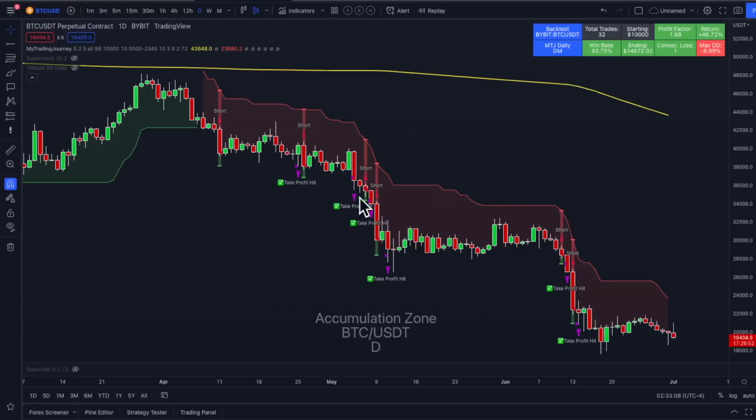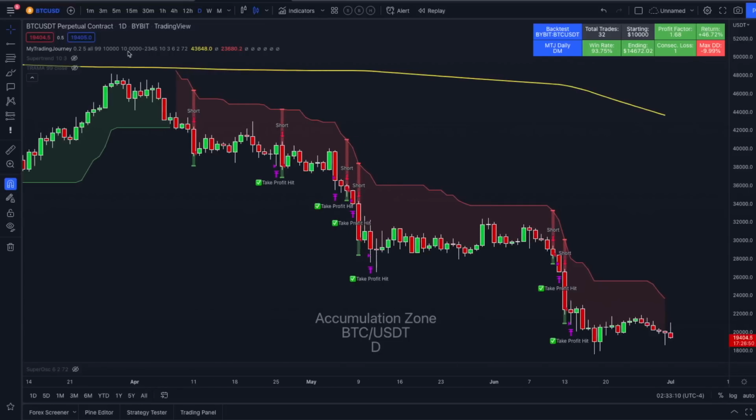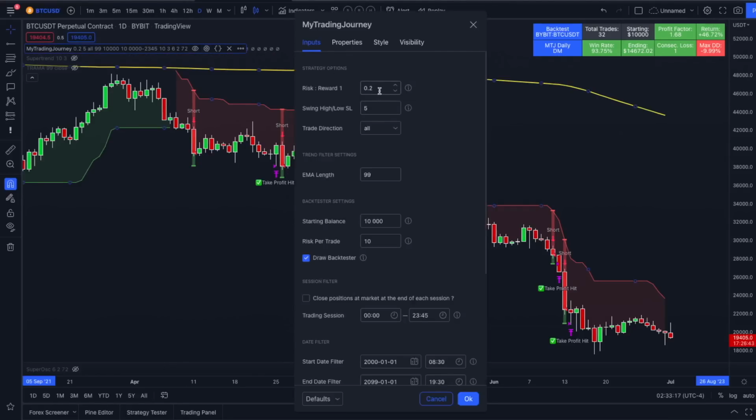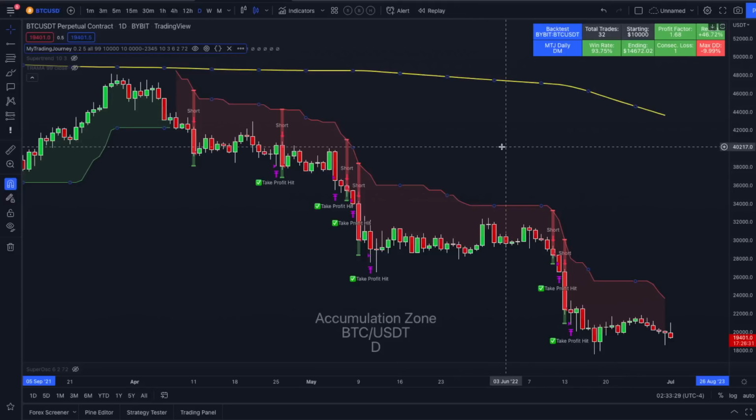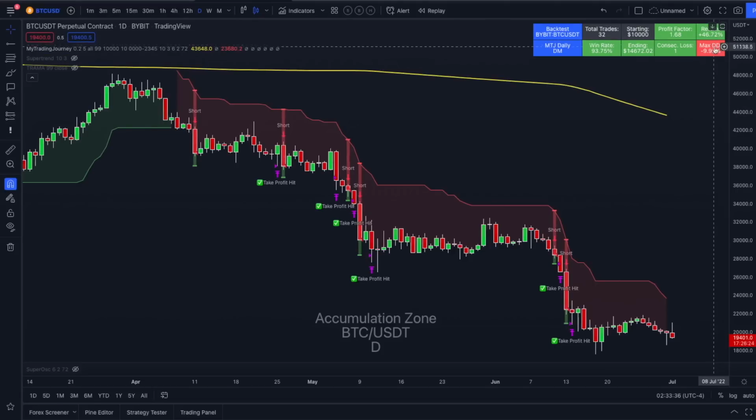So right now, alright guys, here's a little bonus I found using the same strategy on a Bitcoin USDT daily chart. If you are good with going for a 0.2 risk to reward and risking a little bit more per trade on a daily time frame with a little bit of leverage maybe, you could achieve up to a 93.75% win rate, still making 46% return with a max drawdown of 10%. Still a good profit factor.